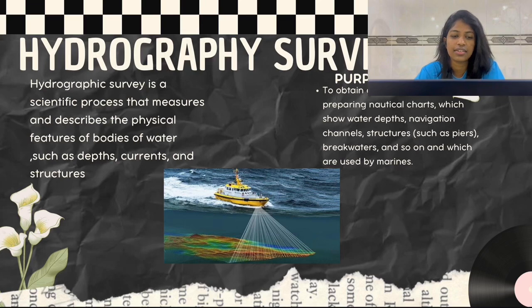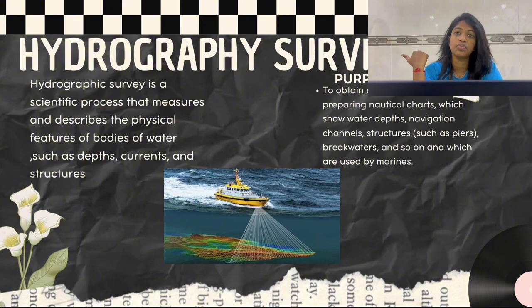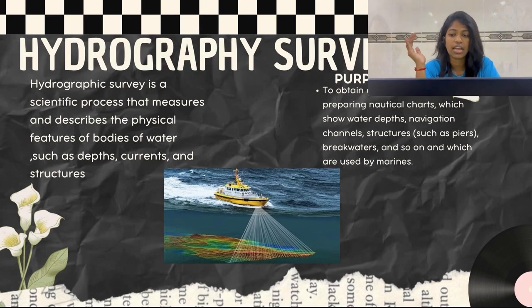Hydrographic survey is a scientific process that measures and describes the physical features of the body of the water, such as depth, current and also structures. And the purpose of hydrographic survey is to obtain data necessary for preparing charts which is going to show the water depth, navigation, channel, structure, water breaks and also so on, which is used by the marine engineers.